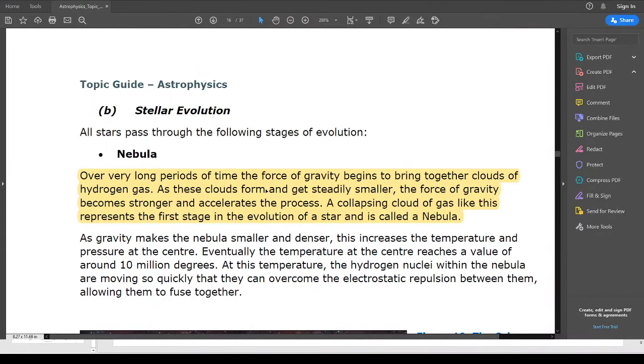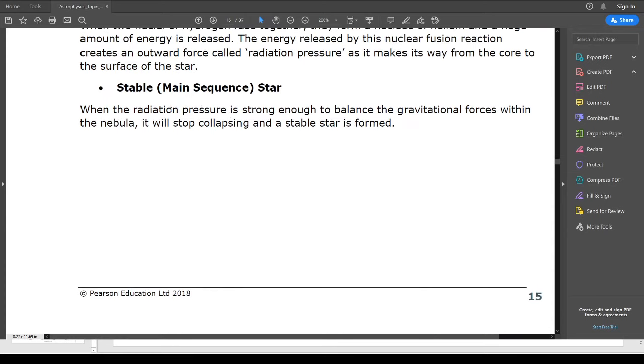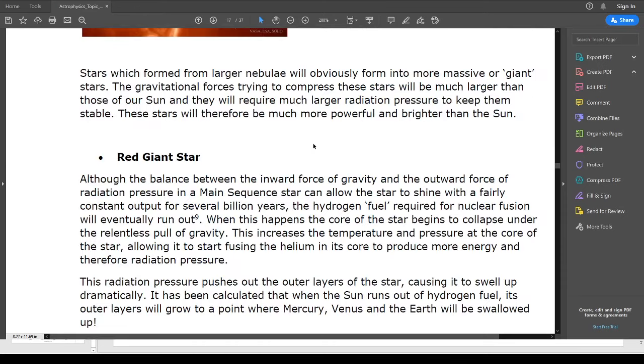So what's a nebula? That's a nebula. What's a stable main sequence star? When the radiation pressure is strong enough to balance the gravitational forces, then a stable star is formed, and that stable star is called a main sequence star.